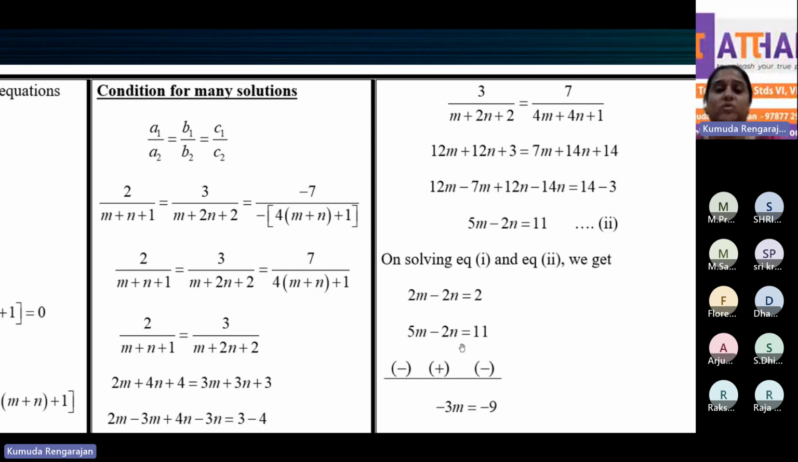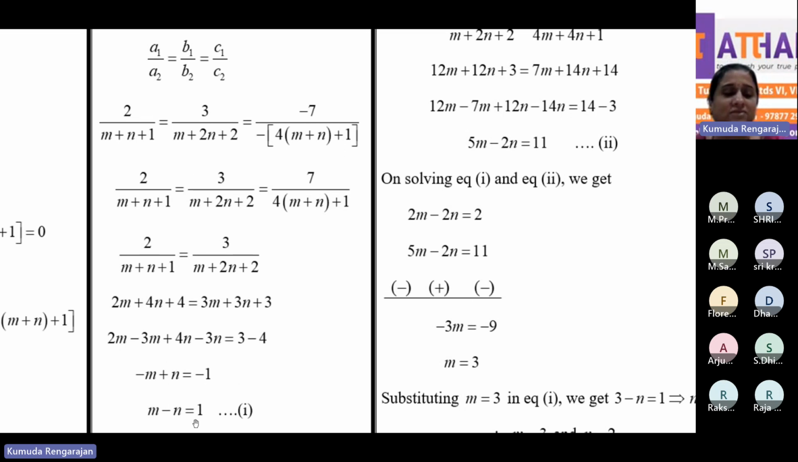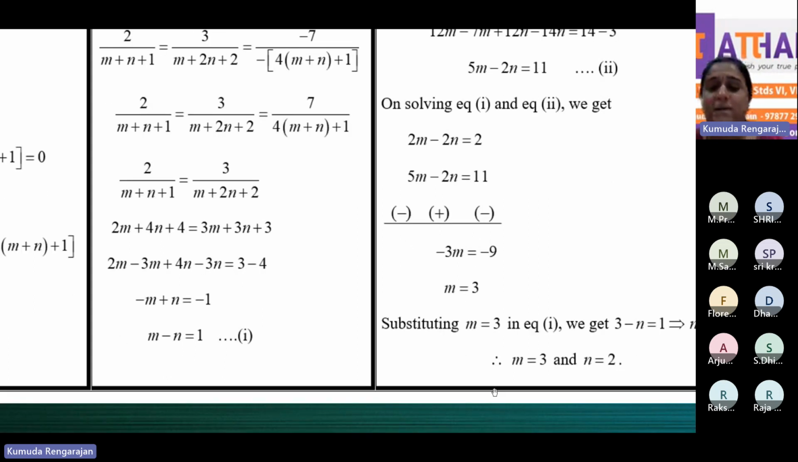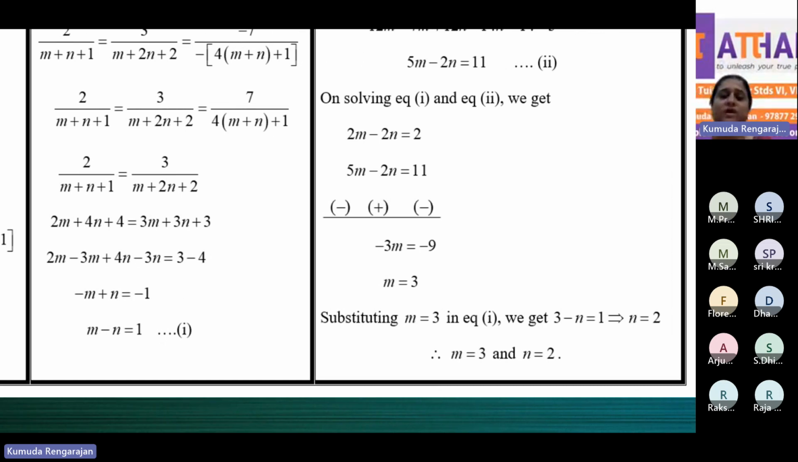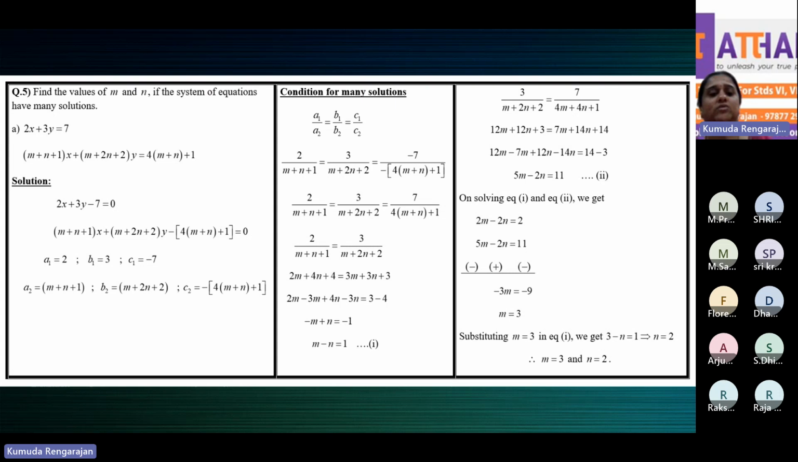Now we solve these two equations. We have one equation, m minus n is equal to 1. We have another equation, 5m minus 2n is equal to 11. So we have to solve these two equations in any method, elimination, substitution, whatever method, and find the values of m and n. Yeah, write down, children. Don't leave the meeting before writing this. Please write down this one. We'll wind up today's session with this one. Please finish this.